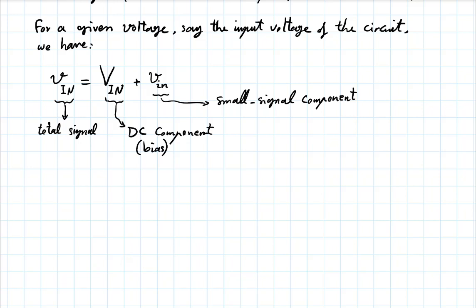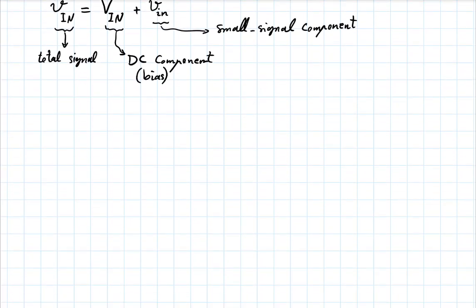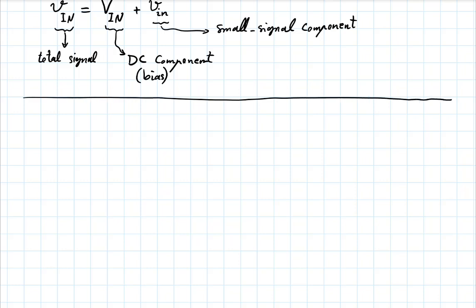And of course, this also applies to any other voltage in the circuit or any current in the circuit. And again, none of this is specific to BJT or MOSFET. This is all general. The question is, what if the small signal is not AC?